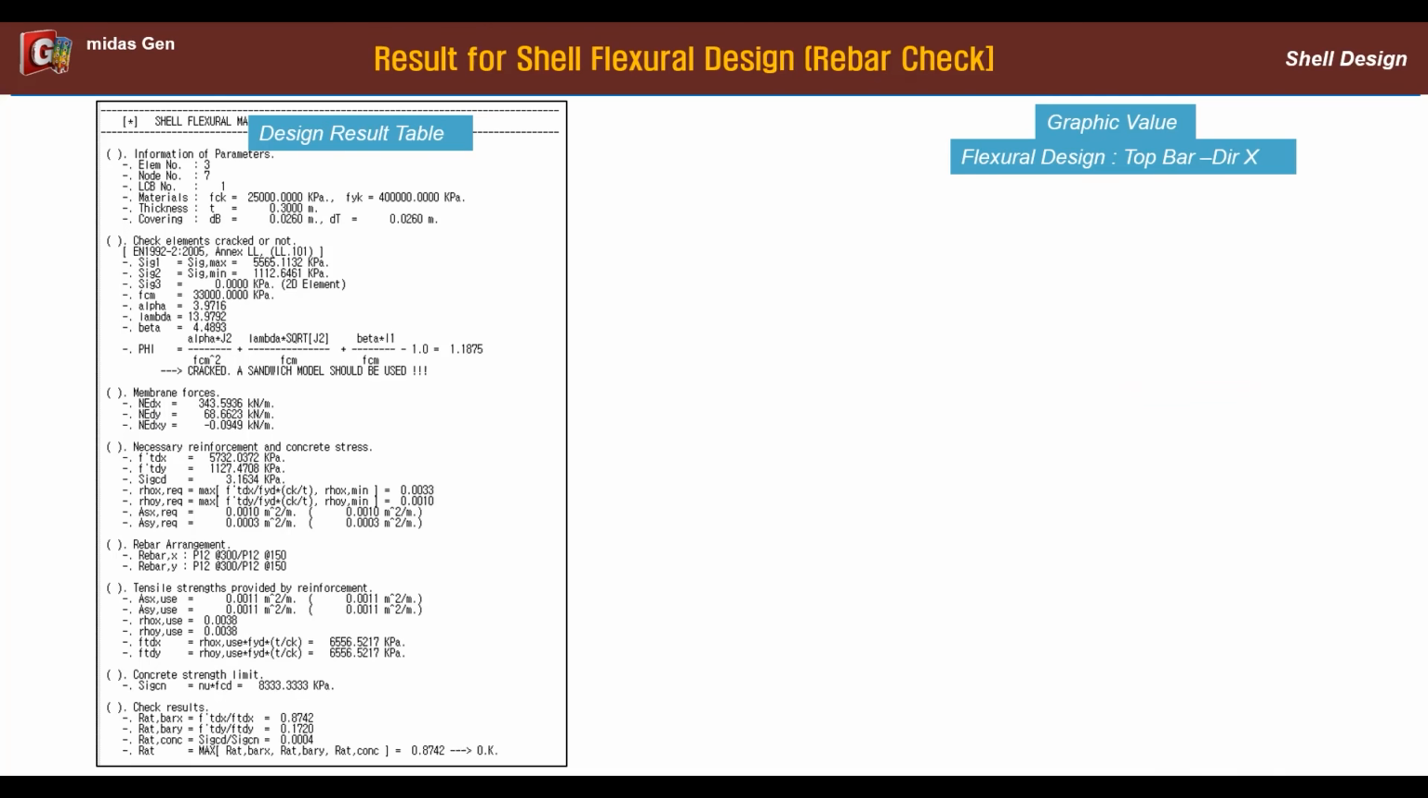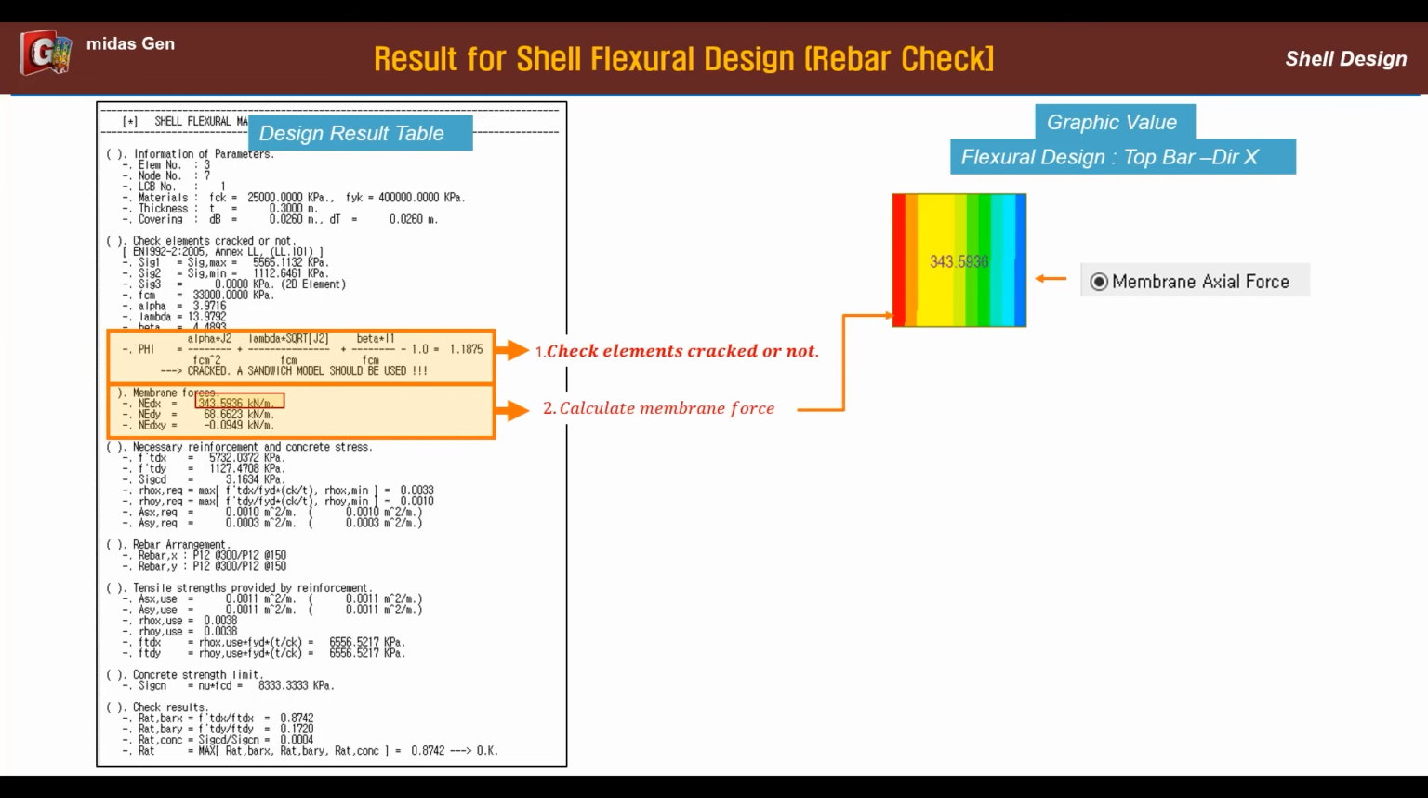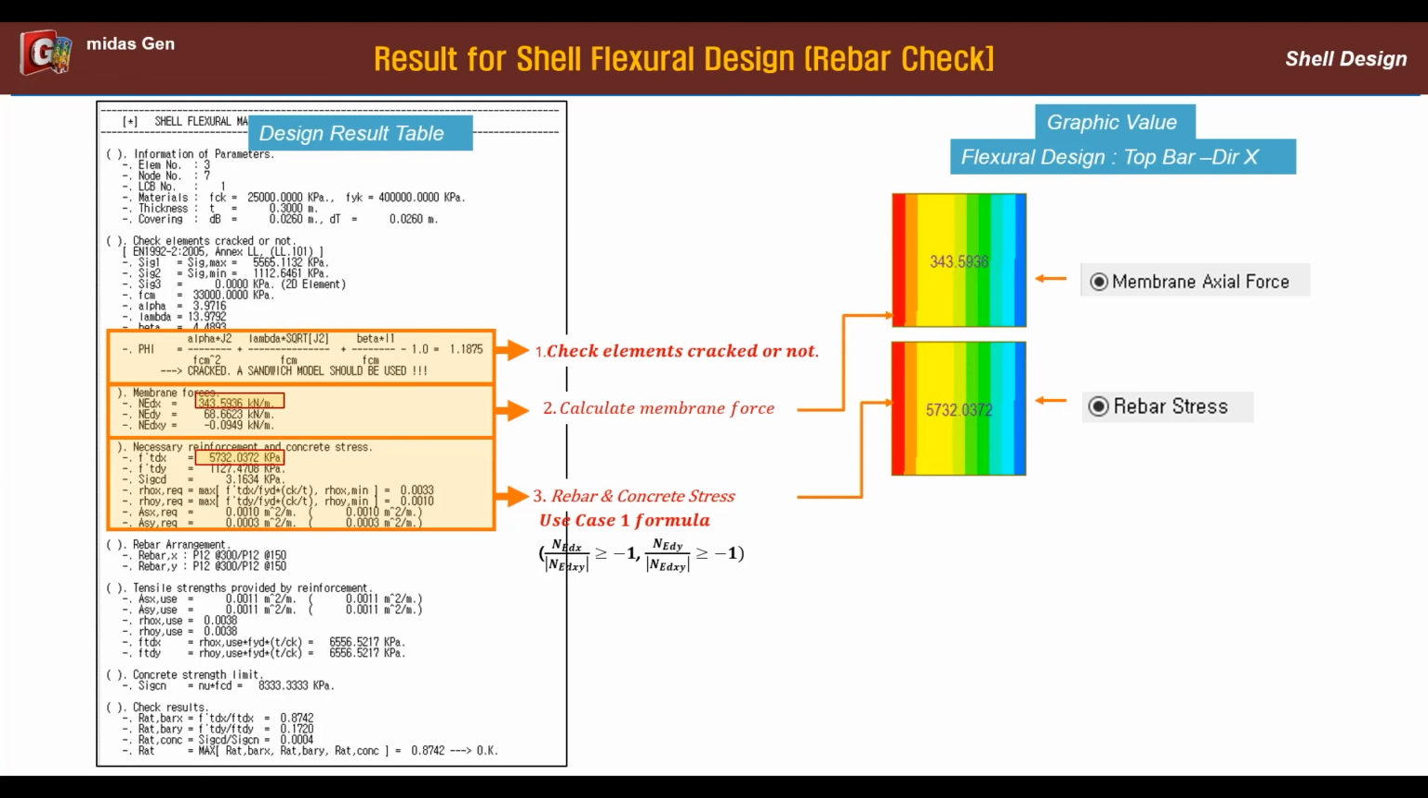Let's verify the design result table and Contour for display of the target element number 3 member. The design result table faithfully lists the procedure of flexural design as I mentioned. First, check if it is cracked or not. Then, calculate membrane force. You can check the membrane force value as a graphic contour. Step 3. Necessary reinforcement and concrete stress.